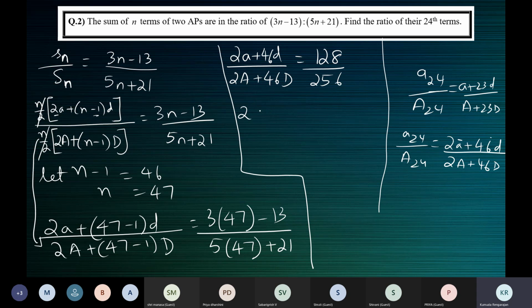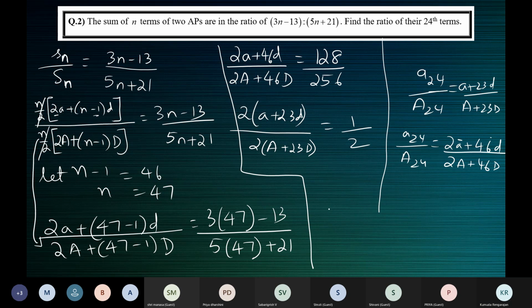So now take out 2 common. A plus 23D by A plus 23D is equal to 128 by 256, which is 1 by 2. Now 2 gets cancelled. A plus 23D means the 24th term. You all know that A plus 23D is nothing but the 24th term. So that means A24.